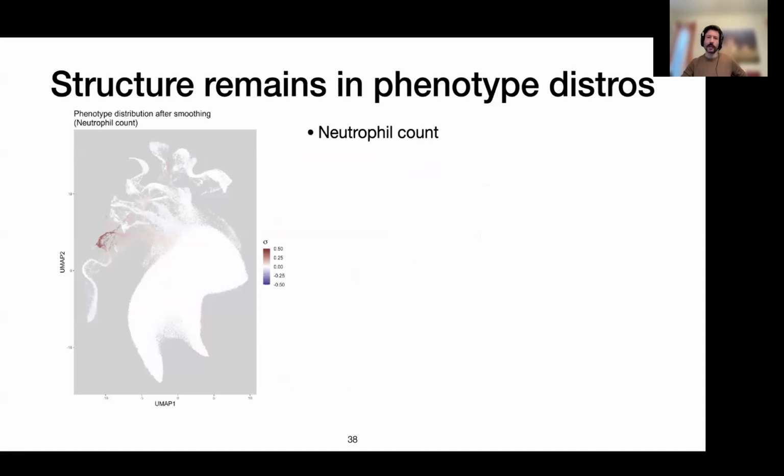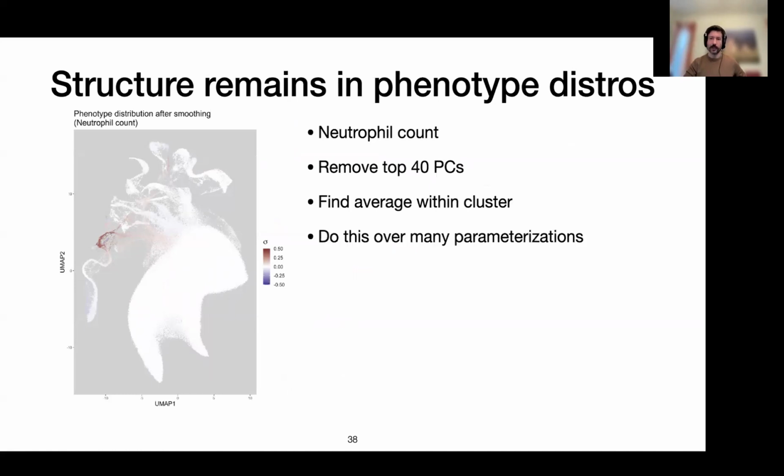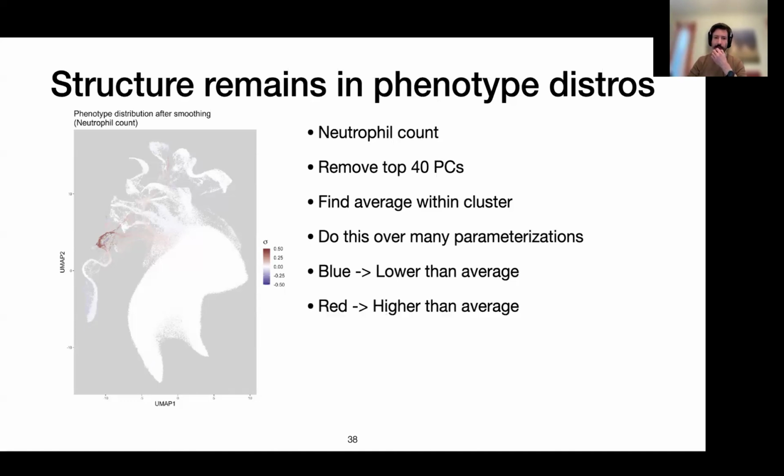So let's say we're looking at something like neutrophil count, which is a blood cell, and we remove the effect of the top 40 principal components. We find the average value of neutrophil count within the cluster, and this is an important part. So rather than just using one clustering set of parameters, I did this, I think, with 600 or so. I did a grid search and I smoothed over the entire data set. And then I decided to color it in by, okay, even after all this smoothing, even after removing the effects of the top 40 principal components, what is the distribution of neutrophil count in these populations?